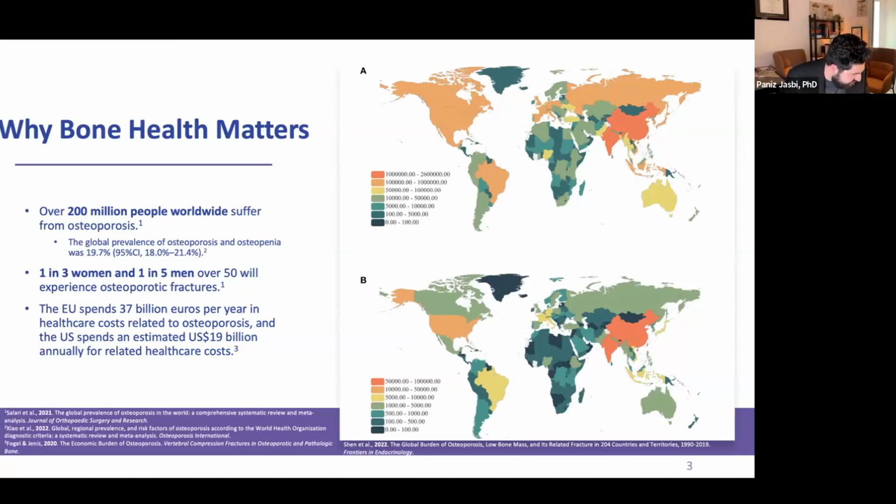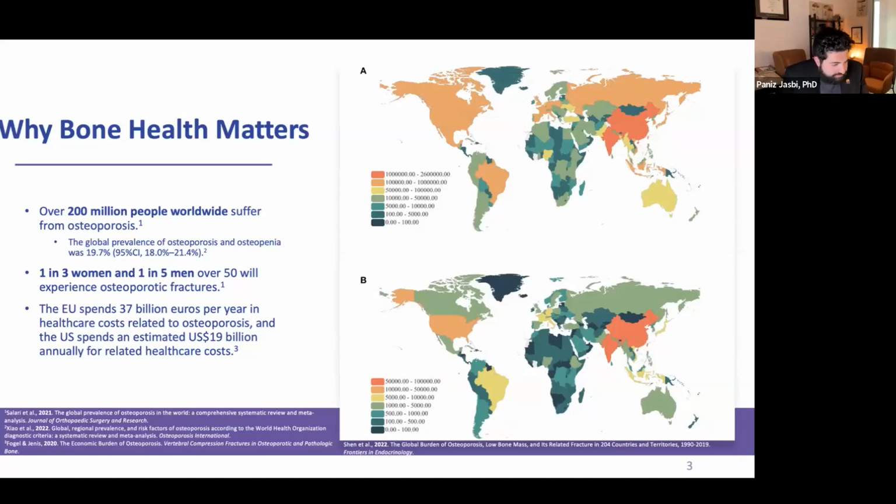This was, I believe, back in 2020. In 2020, they spend about 37 billion euros per year on healthcare costs just related to osteoporosis. And the US spends a disproportionate $19 billion annually for healthcare costs related to osteoporosis. And on the right, you will see this graph. On top, you'll see the prevalence of osteoporosis. And on the bottom, on panel B, you will see deaths associated to fractures.